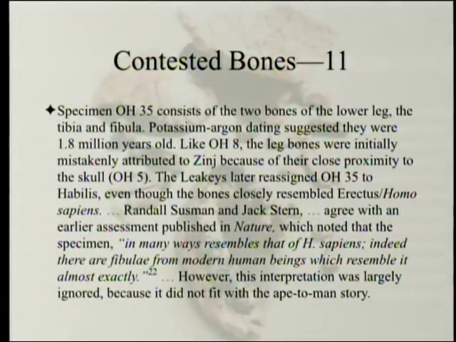Specimen OH35 consists of the two bones of the lower leg, the tibia and the fibula. Potassium argon dating suggested they were 1.8 million years old. Like OH8, the leg bones were initially mistakenly attributed to Zinj because of their close proximity to the skull. The Leakeys later reassigned OH35 to Habilis, even though the bones closely resembled Erectus or Homo sapiens. Randall Sussman and Jack Stern comment, agreeing with an early assessment published in Nature, which noted that the specimen in many ways resembles that of Homo sapiens. Indeed, there are fibulae from modern human beings which resemble it almost exactly. However, this interpretation was largely ignored because it did not fit with the ape-to-man story.